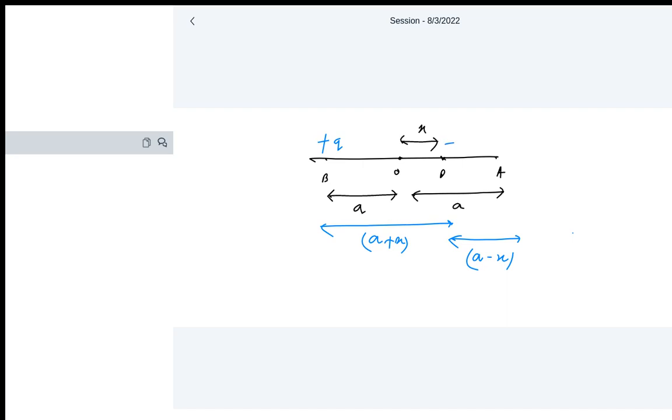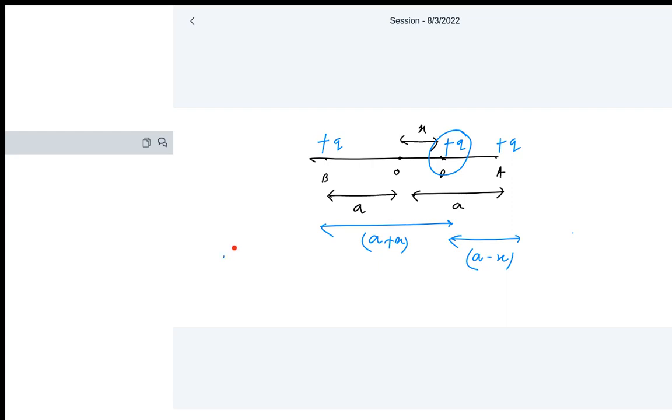Okay, so now there is a plus Q charge here, a plus Q charge here, and a plus Q charge here also. So now find out the force on this charge by the other Q charges. Now in that case, the force acting on the plus Q charge at D is denoted by F.